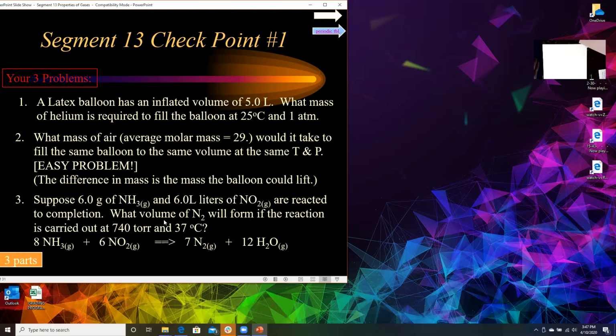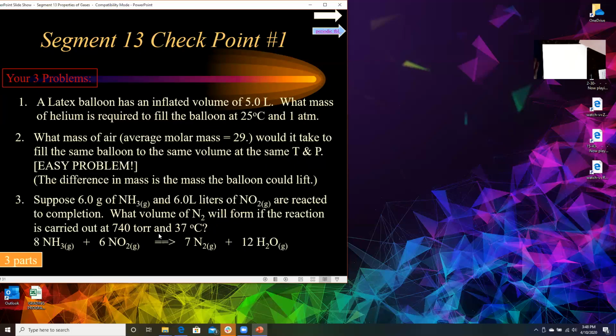Now I'm looking at that thinking, okay, the temperature is going to be held constant. The best thing I should do is work this as a volume to volume type problem using the law of combining volumes. If I'm going to do that, what I need to do is do a side problem where I convert 6 grams of ammonia to its equivalent volume at 37 Celsius and 740 torr. Once I get that, I'll know the volume, and I know the volume of this at that pressure. Then I can do the problem easily.